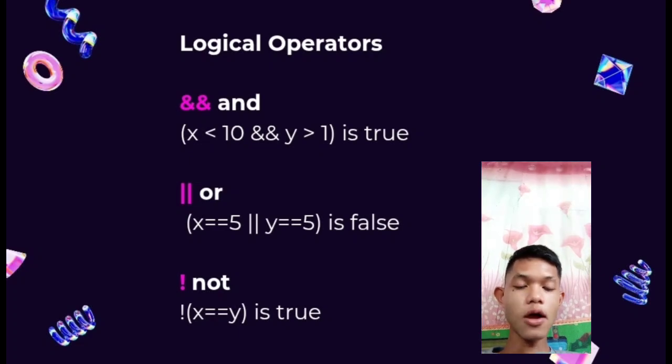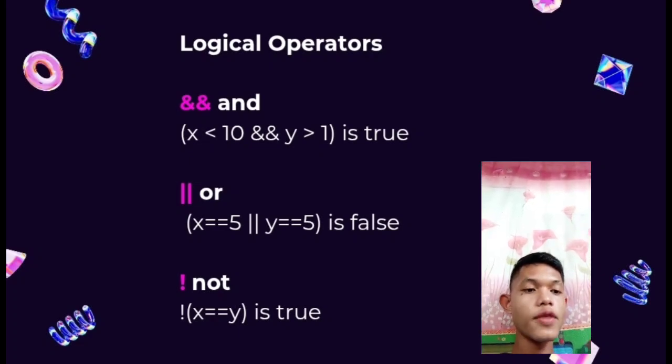Then with or, at least one thing must be correct. Let's say operation 1 is true and operation 2 is false. There is one correct, true, so the result is true. Even if you swap them around, the result will still be true.